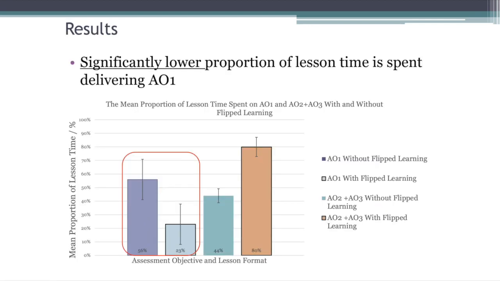I then compared this to the mean proportion of lesson time spent on AO1 and AO2 and AO3. I actually combined those to compare AO1 with and without flipped learning. So here's my AO1 without and with flipped learning. And we can see that there is a big difference in the mean. Obviously, we've got about 55% compared to 22% of the lesson time. And even when we take into account the statistic that I did, there was a significant difference between the amount of time spent, and it was significantly lower.